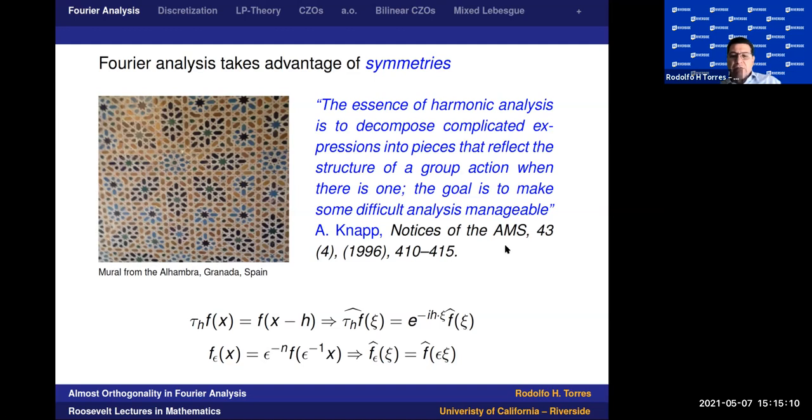Translations get transformed into modulations, so there's a phase change here, and then dilations take a very particular form too. You dilate a function so that the area under the graph, sort of the L1 norm, the integral of this function, remains constant, but it gets spread out on the Fourier transform side in this way.